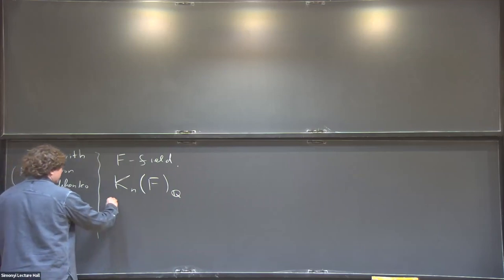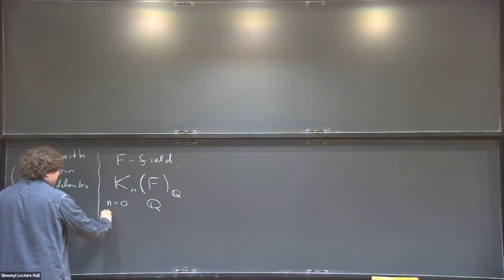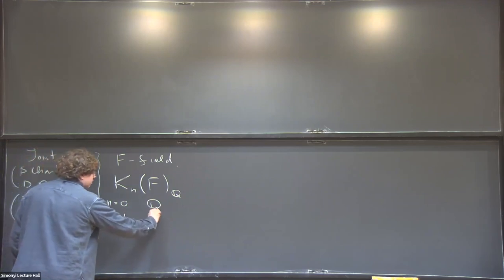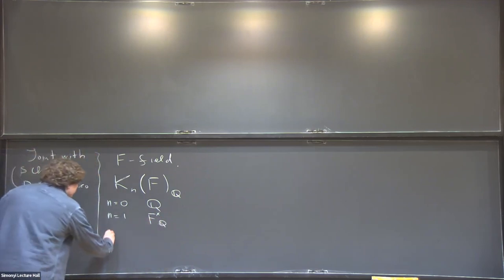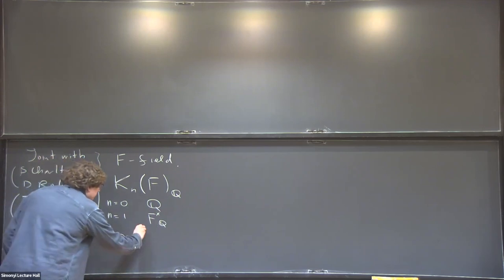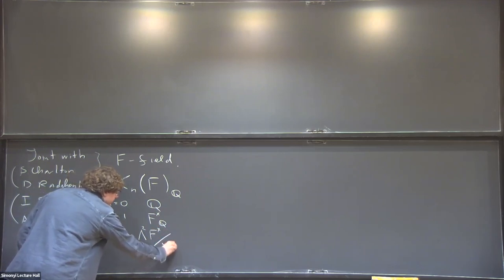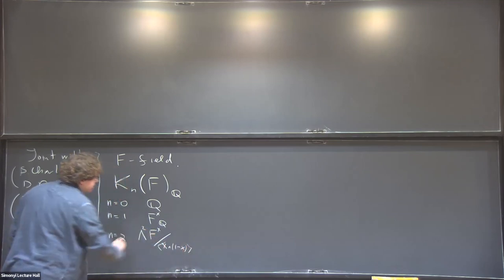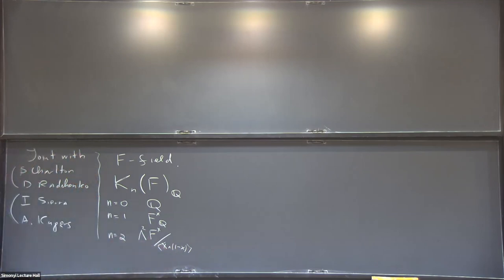So for n equal to 0, that's just Z tensor Q. For n equal to 1, this can be identified with the multiplicative group of a field. And for n equal to 2, there is a computation by Matsumoto. So there is a completely explicit description. You need to take the wedge square of the abelianization of the field, the multiplicative group of the field, and then quotient by so-called Steinberg symbols. Everything tensor Q. And the goal is to get something as similar as possible, as explicit as possible, for higher n as well.